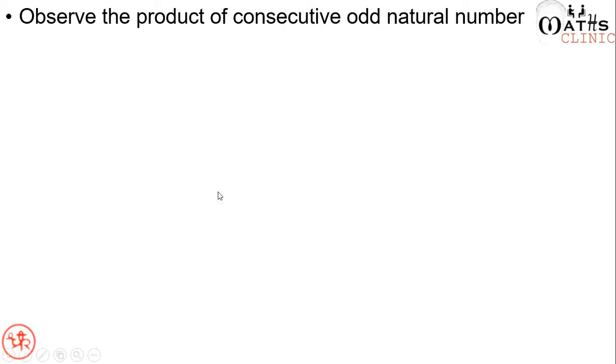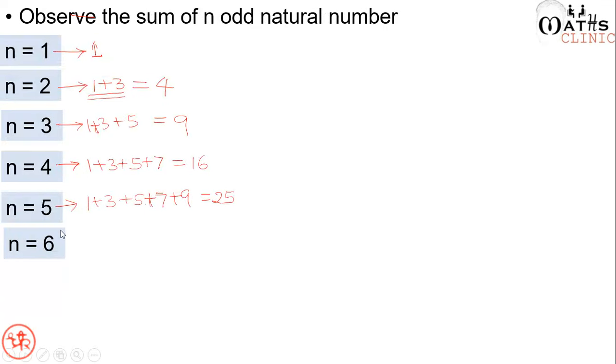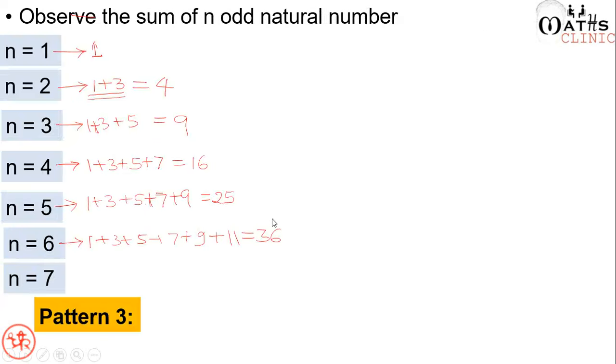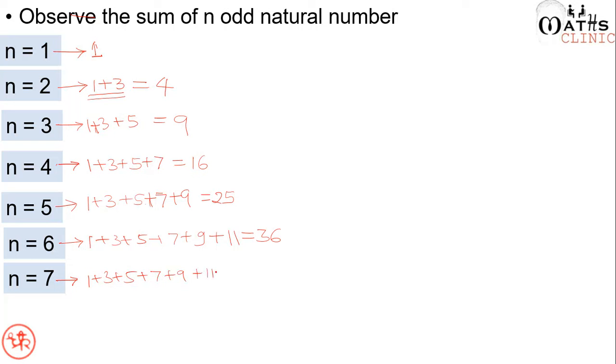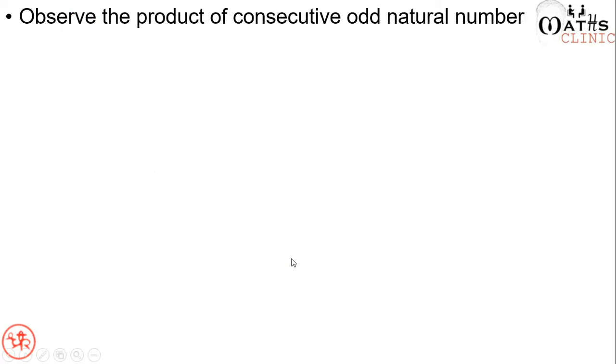Then next. Okay, so look at here. N is equal to 6. If you take n equal to 6, it is the first 6 odd numbers: 1 plus 3 plus 5 plus 7 plus 9, these are 5, and the next odd number is 11, so it is 36. Now take n is equal to 7. You take n is equal to 7, then 1 plus 3 plus 5 plus 7 plus 9 plus 11 plus the next odd number, 13. So these are 7 odd numbers and their sum is 49. Is that clear?